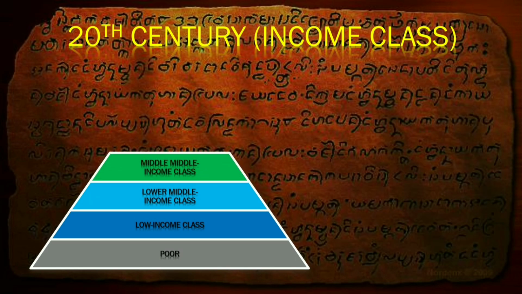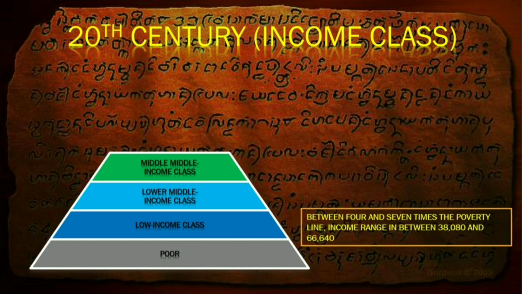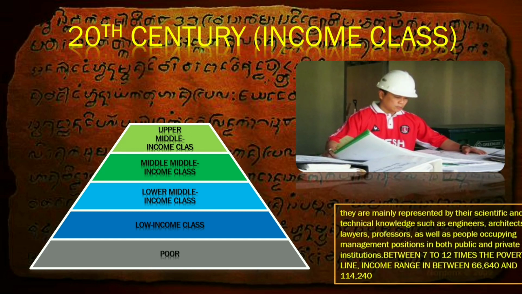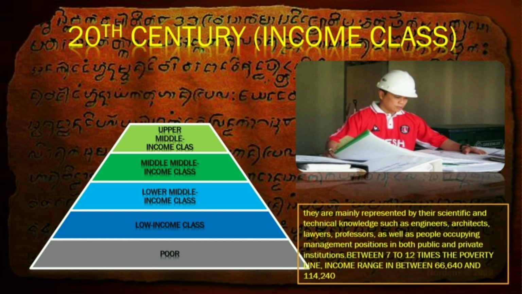Middle income class, between 4 and 7 times the poverty line, income range in between 38,080 and 66,640. Upper middle income class. They are mainly represented by their scientific and technical knowledge, such as engineers, architects, lawyers, professors, as well as the people occupying management positions in both public and private institutions.